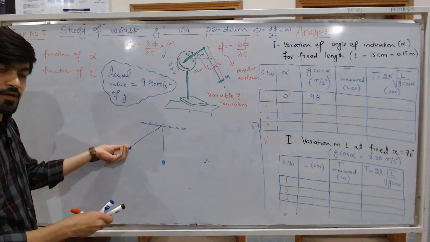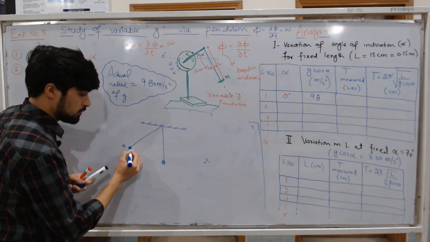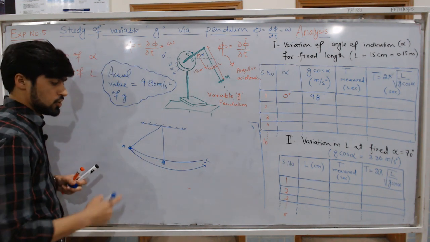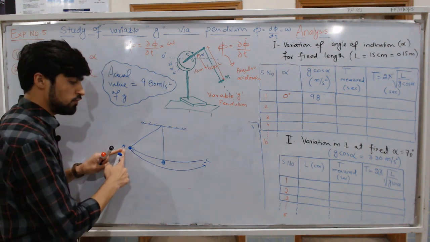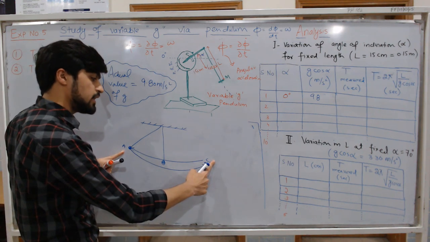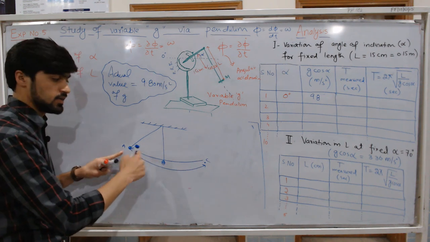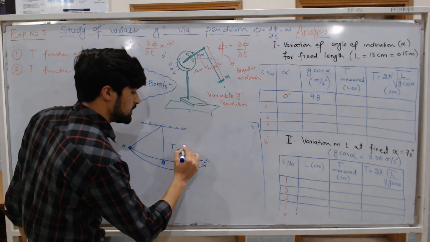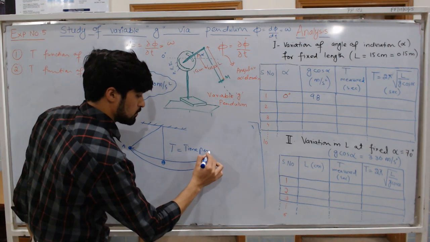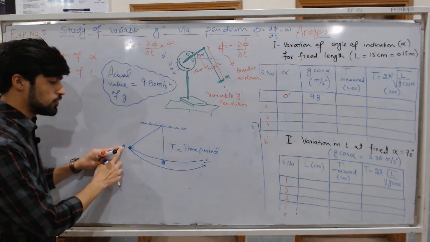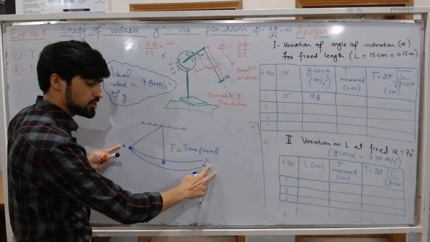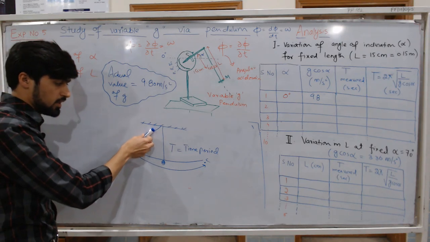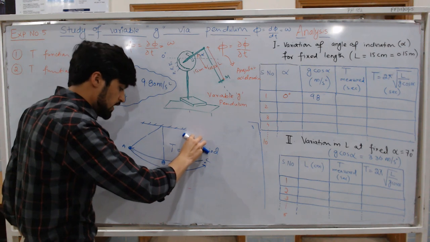Now if I release this pendulum at point A, it will move towards point B and it will come back towards A. So the time taken by the pendulum to move from A to C and then back from C to A is the time required for one oscillation, and we call this the time period. So one oscillation is when the pendulum moves from one extreme position to the other extreme position and comes back. The pendulum starts at point A, moves to C, and comes back to A.